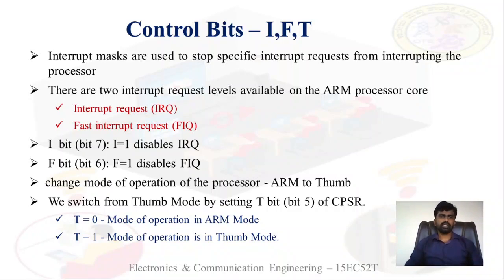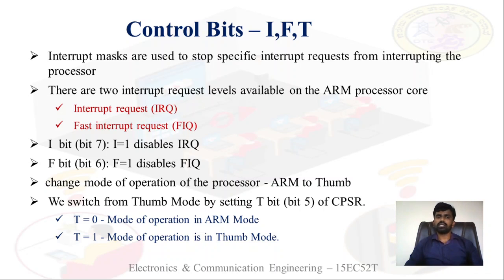Okay. The next field of the CPSR is the control field. It is an 8-bit field. Out of 8 bits, bits 0 to 4, that means 5 bits, are used for mode selection. The other 3 bits are I, F and T. There are some events that will interrupt the processor. Those events are called interrupts.